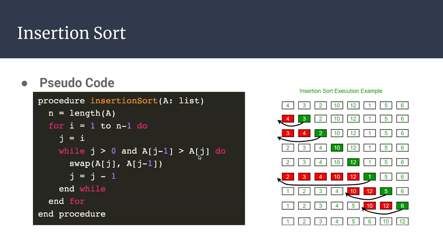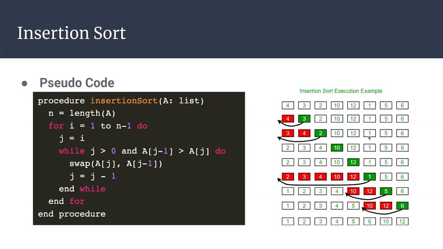So you will be comparing 2 to 4. Is 4 greater than 2? Yes. So you'll be swapping 2 and 4 now. So 2 will replace 4 and 4 will replace 2. So the array will become 3, 2, 4, 10, and so on.